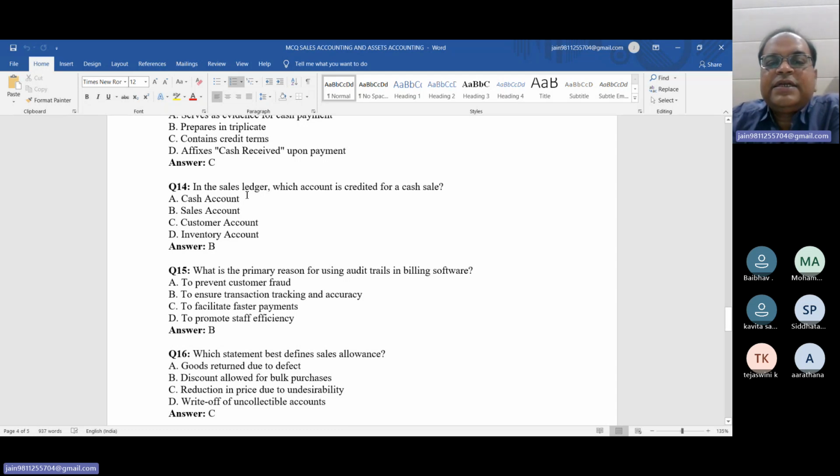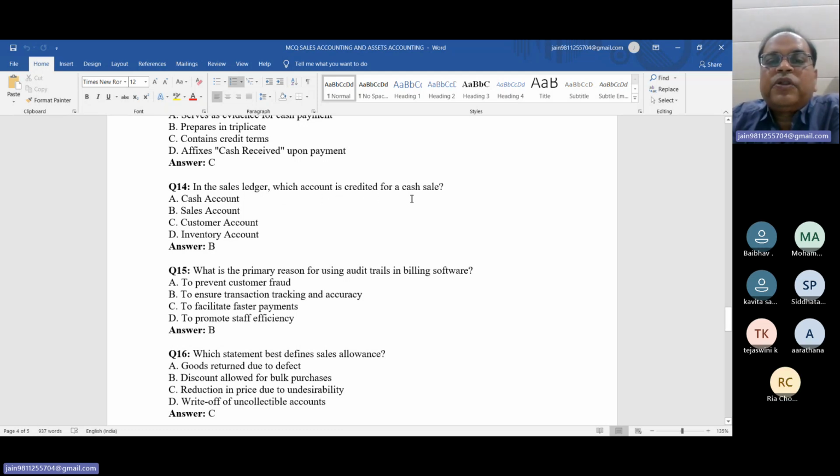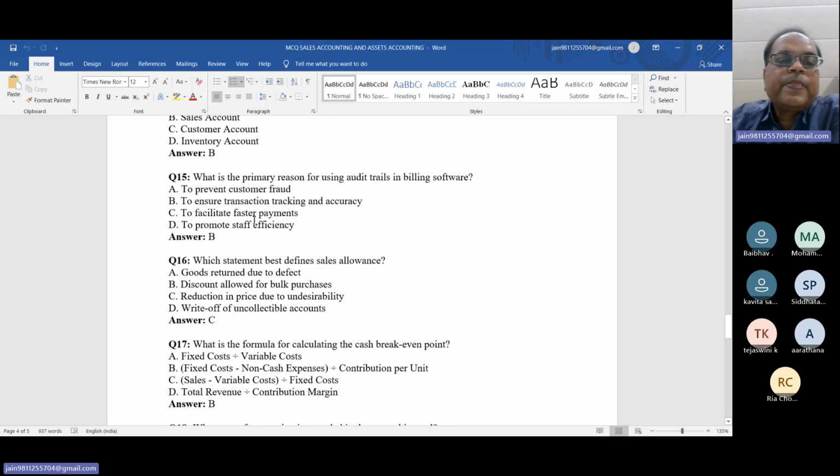In the sales ledger, which account is credited for a cash sale? Okay, cash account is debited, so what will be credited? Sales account. Cash account, not. Sales account, yes. Customer account, not. Inventory account, not. Next.